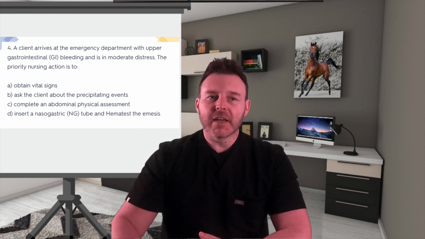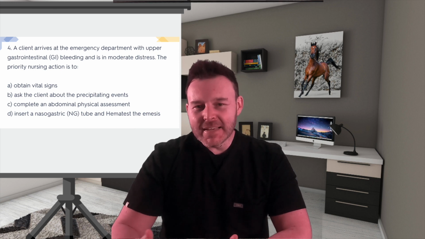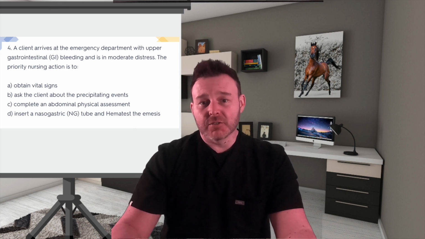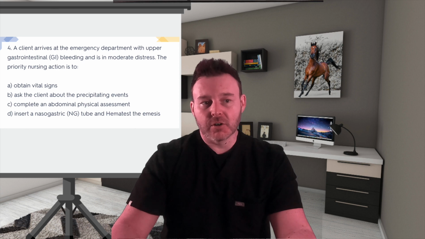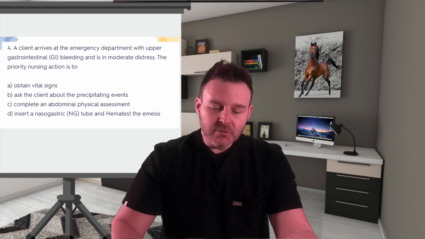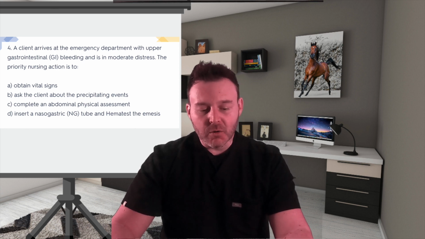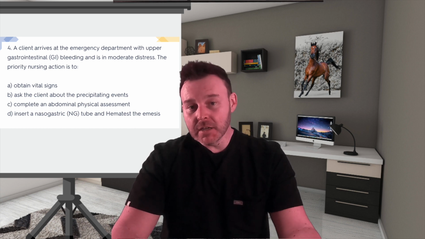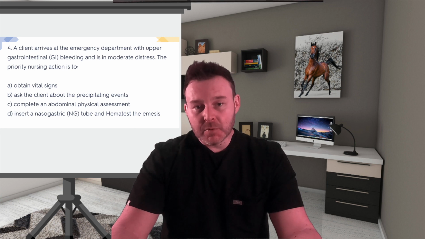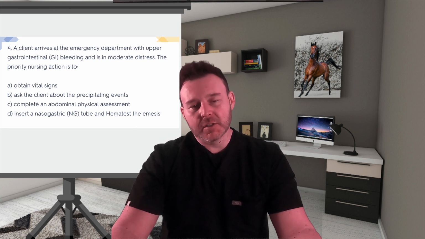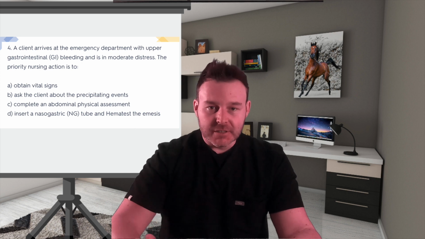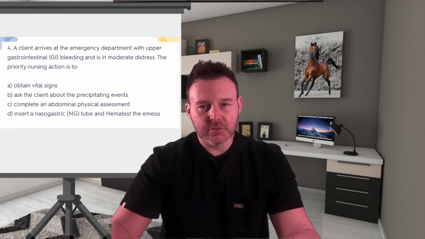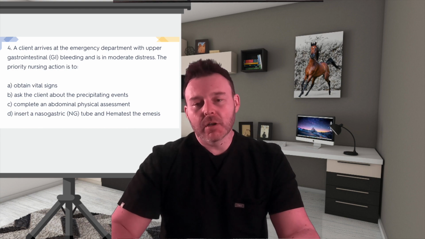If we're looking at B, that one's incorrect because the patient's probably not going to be able to provide us any sort of answers until their immediate needs or concerns are met. And C, we're going to perform that, but again, it's not a priority. And an NG tube might be an action we perform per the order, but again, it's not the priority. The priority is that C, circulation, and we're going to assess that by obtaining those vital signs. So again, it comes back to those three things: ABCs, airway, breathing, circulation.